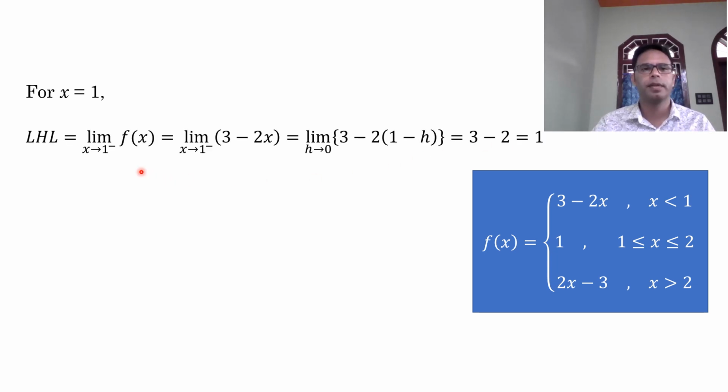Left hand limit. Limit x tends to 1 minus fx, and 1 minus means less than 1. This is the line less than 1. So function is 3 minus twice x. This one 3 minus twice x. Yata likhilu moi less than 1 or karone.